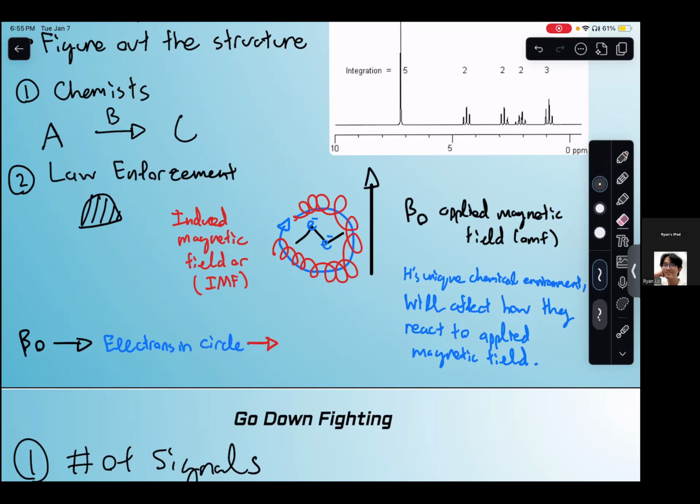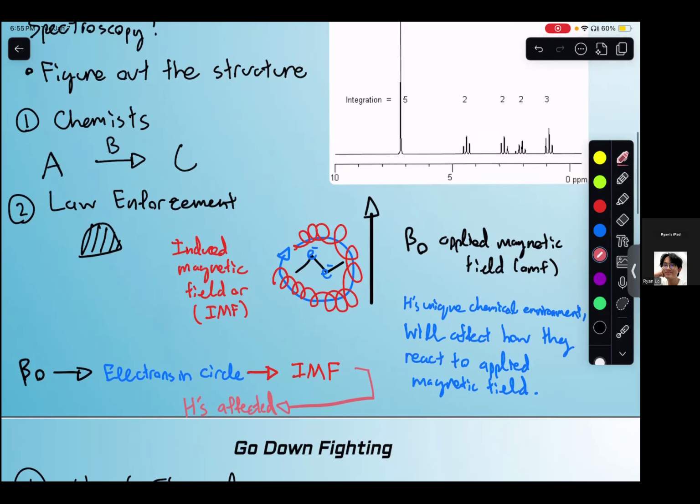And then you have an IMF, right? You have your induced magnetic field. And then from there, right, hydrogens get affected due to their unique chemical environment. And then from there, you're able to kind of parse out what the structure will be.